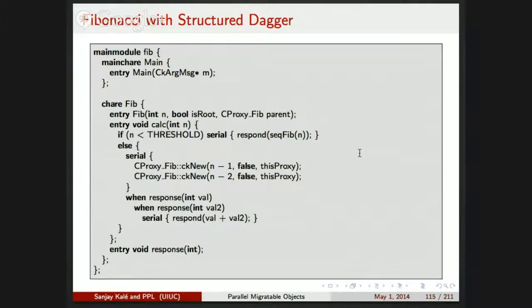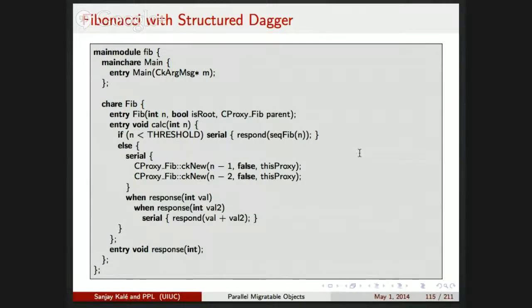In the previous example, it wasn't actually clear why you created two new children. When are you going to respond to your parent? What's the deal there? Here it's very explicit. You either respond right away, or you create two children and wait for them to respond, and then respond to your parent in turn. That's a stylistic choice.